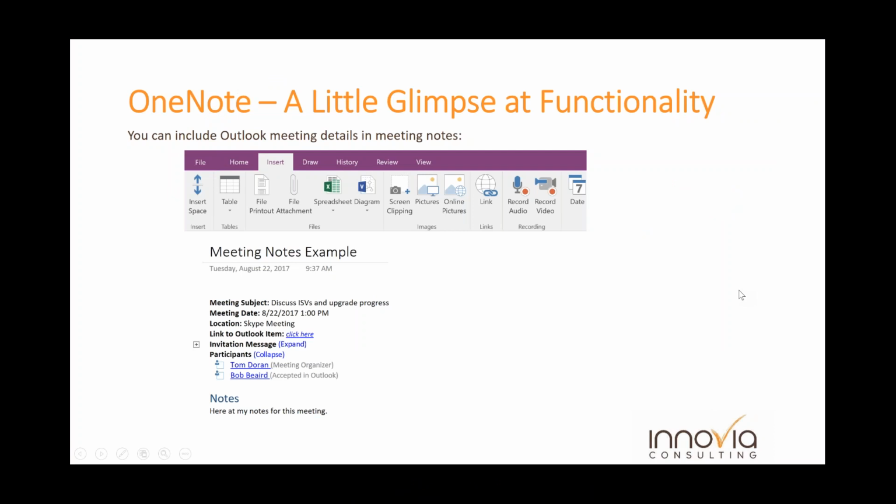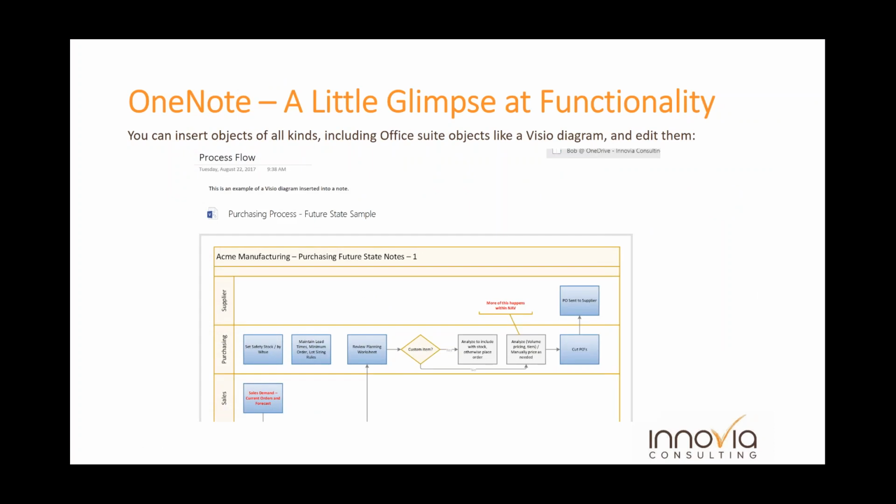Here we go. Another example, and I think I found this useful, is you can insert objects of all kinds. So you can insert a Visio diagram, for example, or a spreadsheet, and edit them. Now, I will say this is one of those differences between OneNote 2016 and OneNote itself.